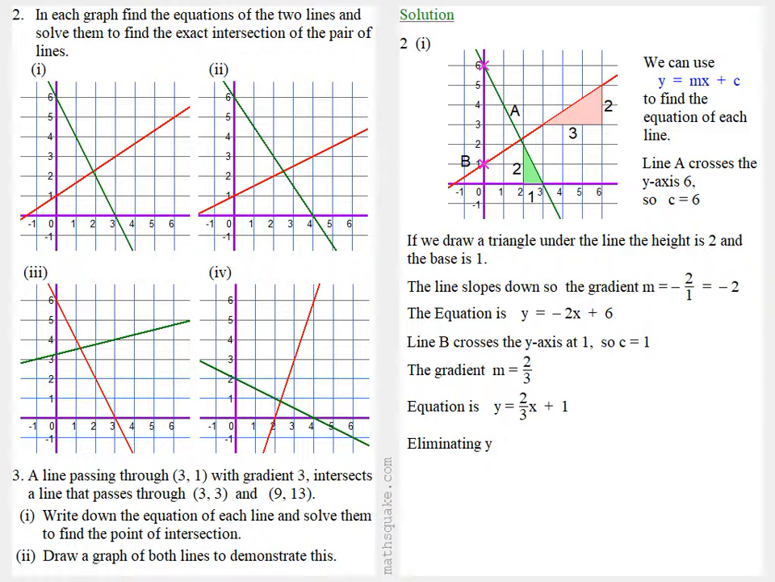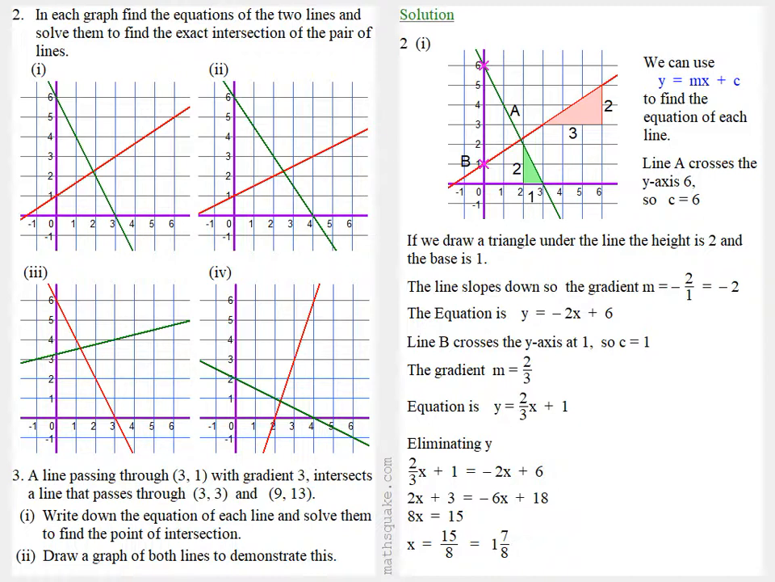Now we can eliminate y from both those equations simply by equating them. So we end up with 2/3 x plus 1 equals minus 2x plus 6. We can multiply all the way through by 3 to get rid of the fraction. So 2x plus 3 equals minus 6x plus 18. If we add 6x to both sides and subtract 3 from both sides, that gives us 8x equals 15, or x is 15 over 8, that is 1 7/8.